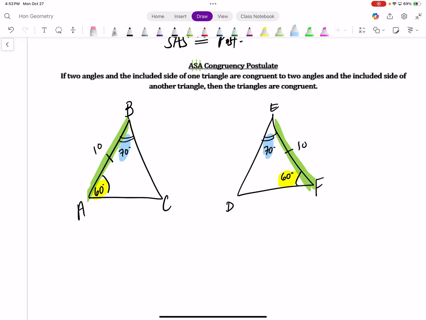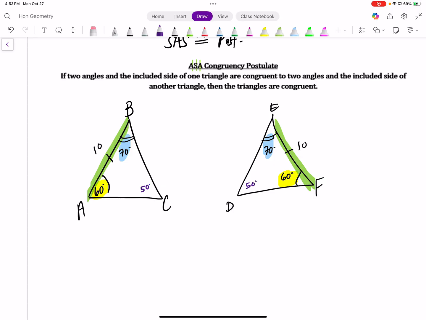Now the reason this one works is because if you know those two angles of a triangle, 60 and 70, then we're already up to what, 130? So this has to be 50 degrees and this has to be 50 degrees. So you've already created similar triangles. I know we haven't talked about that, but we talked about it a little bit in 8th grade math, where similar triangles are just the same shape.